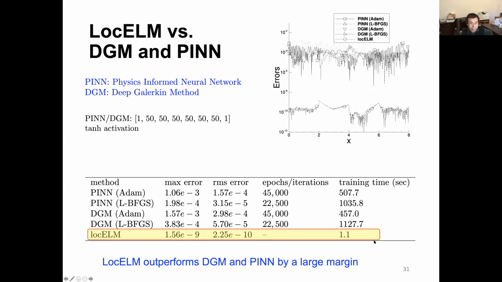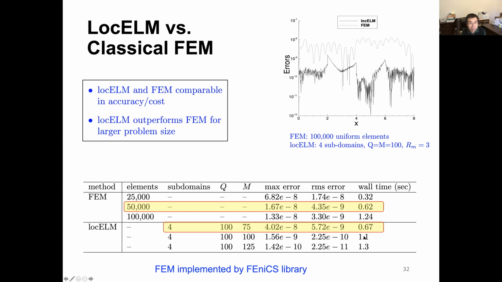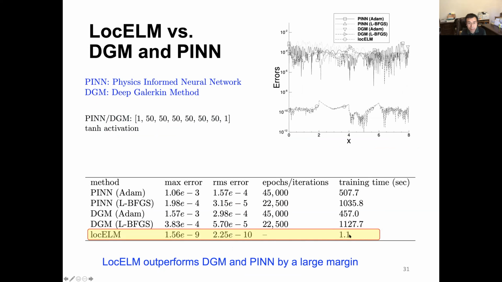I don't have the exact number here. Let me see, the table is here. I think the number of collocation points per subdomain is 100, and the number of training parameters per subdomain is 100. So that corresponds to this case, 1.1. There are basically 100 uniform grid points. In these computations, these are the collocation points. These are the uniform grid points.